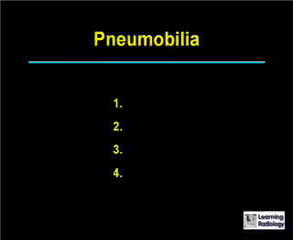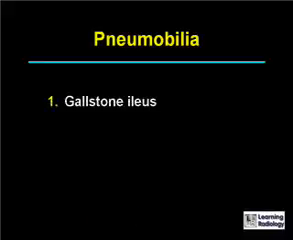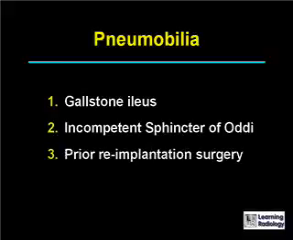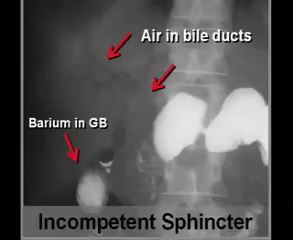This is the next differential diagnosis. The differential is for pneumobilia. There are 4 causes listed. 4 of the possible causes of pneumobilia are gallstone ileus, an incompetent sphincter of Oddi, prior reimplantation of the common bile duct during a surgical procedure, and gas-forming cholangitis.